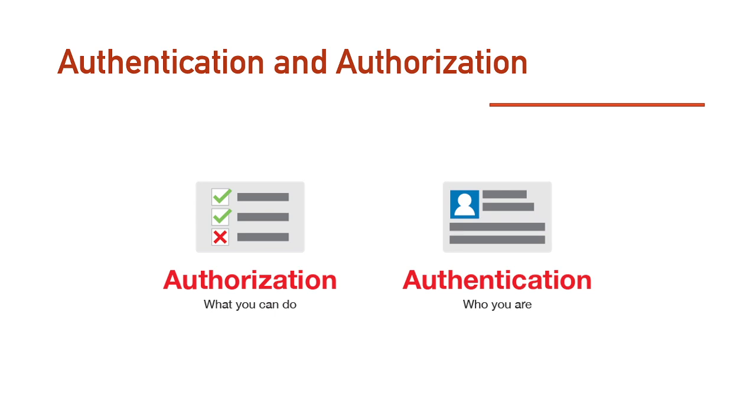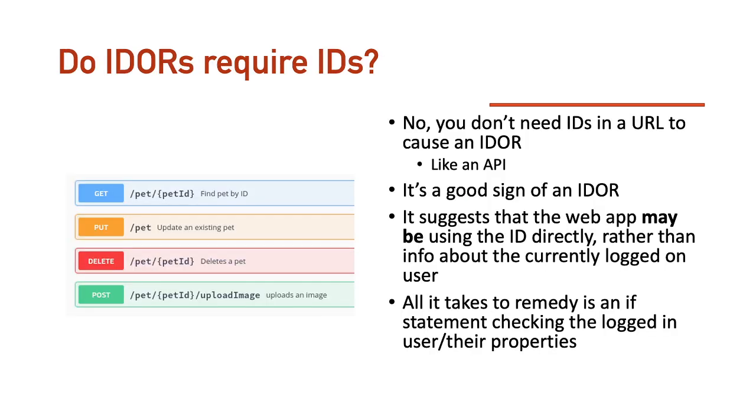And when we're looking for IDORs, we are specifically looking for this. We are looking for ways we can bypass those privileges. Now, what a lot of people think about IDORs is they require IDs. And actually, you don't require an ID to have an IDOR. So we often, because I made quite a lot of videos on APIs, they are usually there in RESTful APIs. And it's a really good sign of an IDOR.